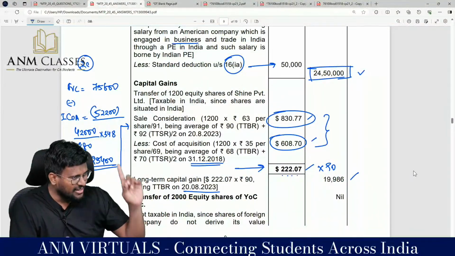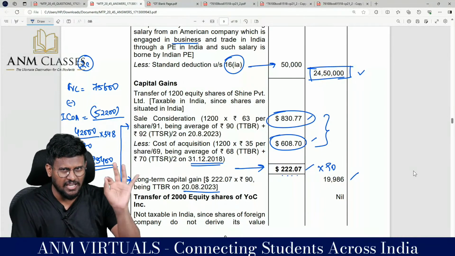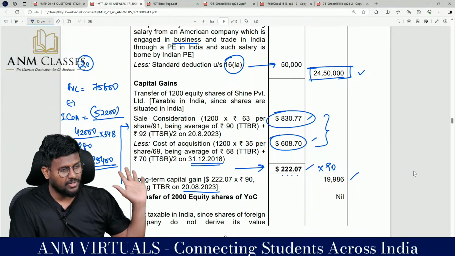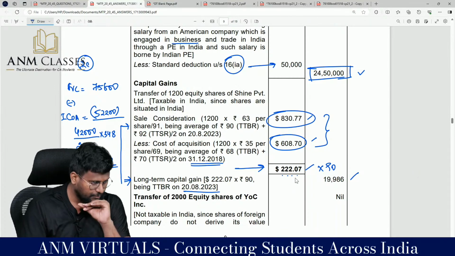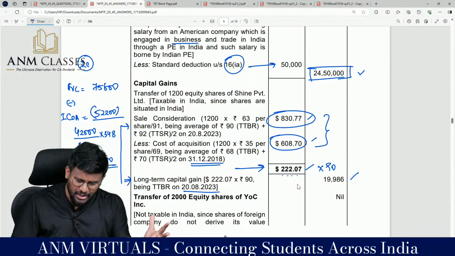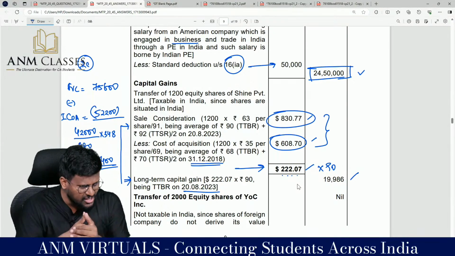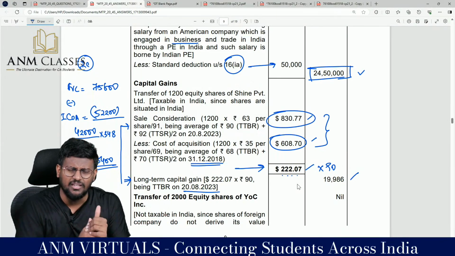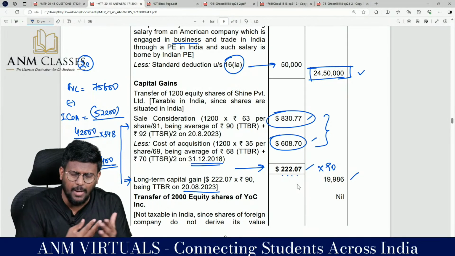The salary is not exempt under section 10(6)(vi) as the conditions are not satisfied, so it is taxable. While taxing, do not forget to deduct the 50,000 standard deduction. Second, are the shares Indian shares situated in India? Yes, income is accrued or arisen in India. That means we have to calculate the capital gain.